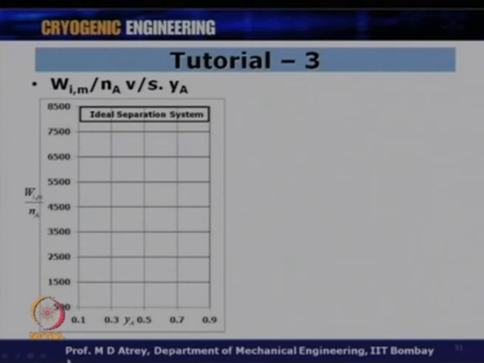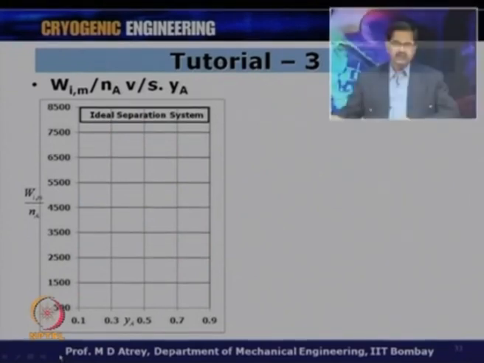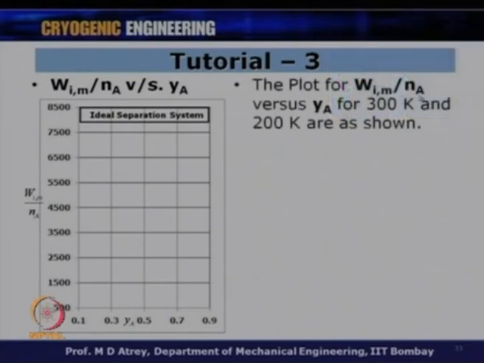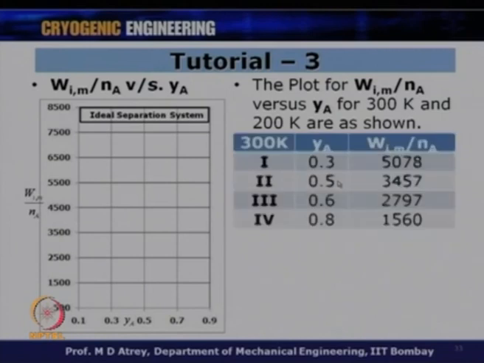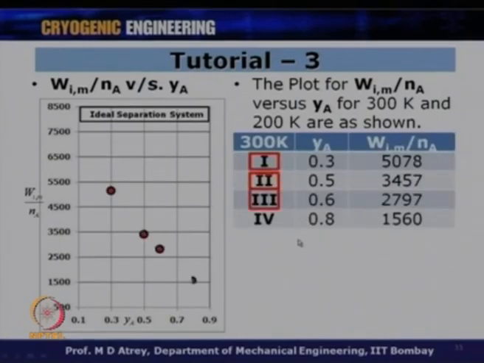Now, this is what we plotted first, work of separation per mole of mixture. Instead of that, I am now computing work of separation per mole of gas A against Ya. So, Wm upon Na on the y axis and Ya, the molar fraction of gas A, on the x axis. The plot of Wm upon Na versus Ya for 300 Kelvin and 200 Kelvin are as shown here. So, what are my cases? Case 1, case 2, case 3, case 4.